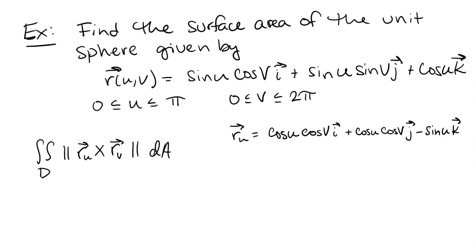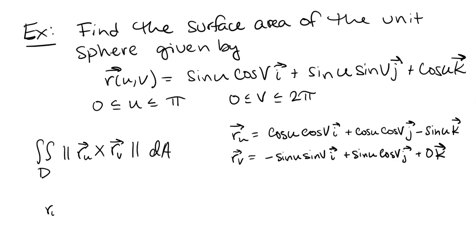And then we'll have r sub v. Now we're taking the derivative with respect to v, so sine u is going to stay constant, and the cosine v is going to switch to a negative sine, so we'll have negative sine u sine v i, and then plus sine u times sine v goes to cosine v j, and then cosine u is just going to be constant, so this is essentially plus 0k. We could either leave that off or put the plus 0k to be explicit.